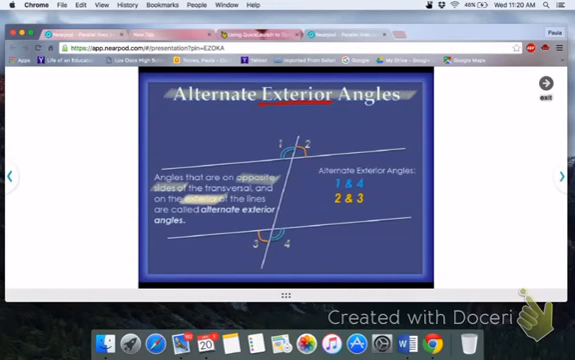So alternate, opposite. So if I notice, when I look at my transversal, definitely, so I'm tracing over my transversal here. So definitely 1 and 4 are on opposite sides. One's on the left, one's on the right. And then same thing for 2 and 3. One's on the left, one's on the right. So 2 and 3 are alternate exterior, so they're opposite sides but outside. And 1 and 4 are alternate exterior.